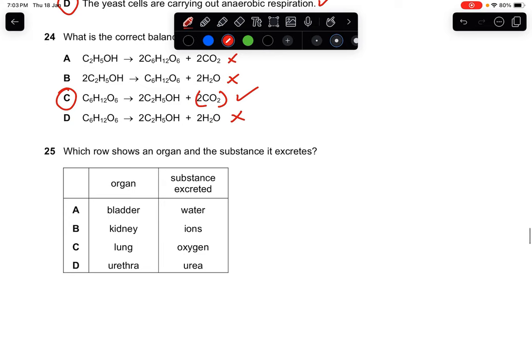Question 25. Which row shows an organ and the substance it excretes? Okay. Bladder, water, they don't. Kidney, ions, yes. Lung, oxygen, nope, they don't excrete oxygen, they excrete carbon dioxide. Urethra, nope, it's not urea. So the answer is B.